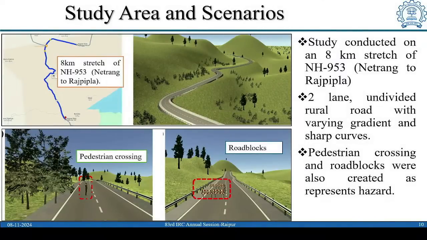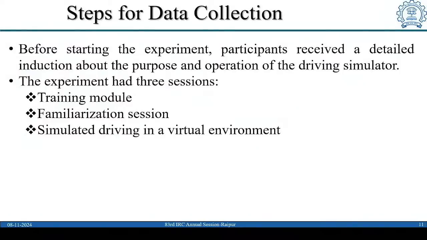To create the scenario, we selected an 8-kilometer stretch of NH 953 from Netrang to Rajpipla. The road features a two-lane undivided rural road with varying gradient and sharp curves. We also created two hazard events, which you can see at the bottom of the picture. The dynamic hazard is a pedestrian crossing, and the static hazard is a roadblock present on the road.